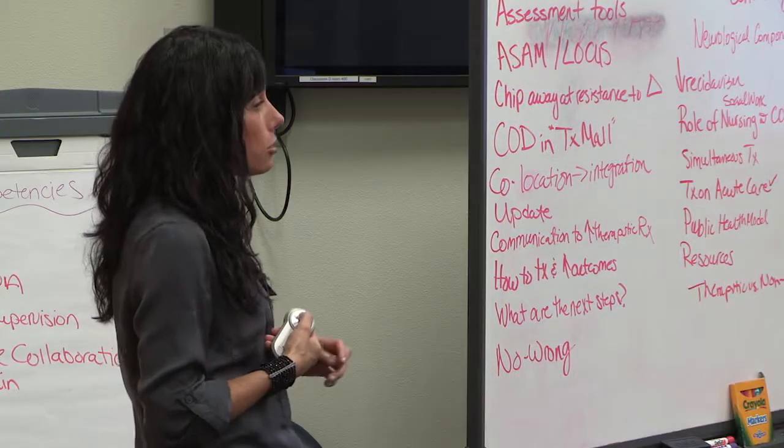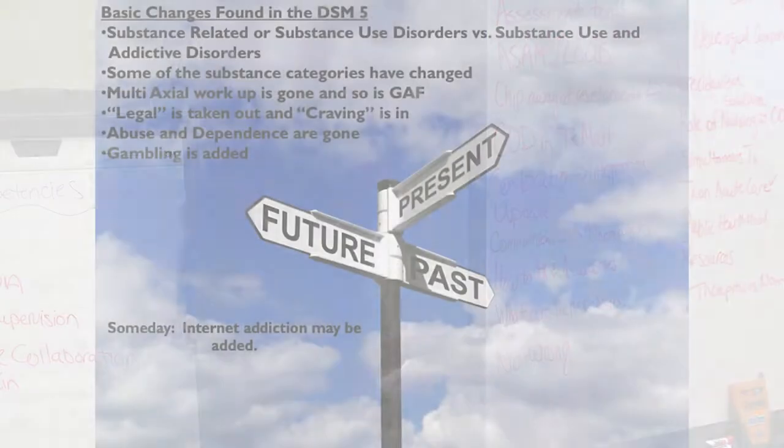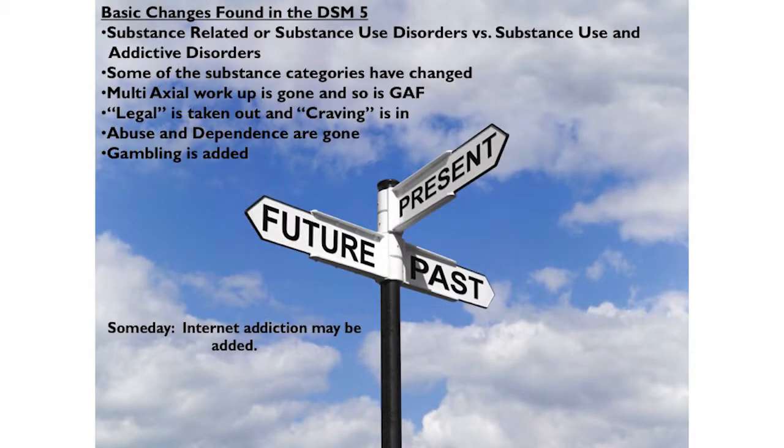So some basic changes with the DSM-5, moving from DSM-4: substance-related or substance use disorders versus substance use and addictive disorders. Some of the substance categories have changed. The multi-axial workup is gone, and so is the GAF. I'm sure you're aware of that.